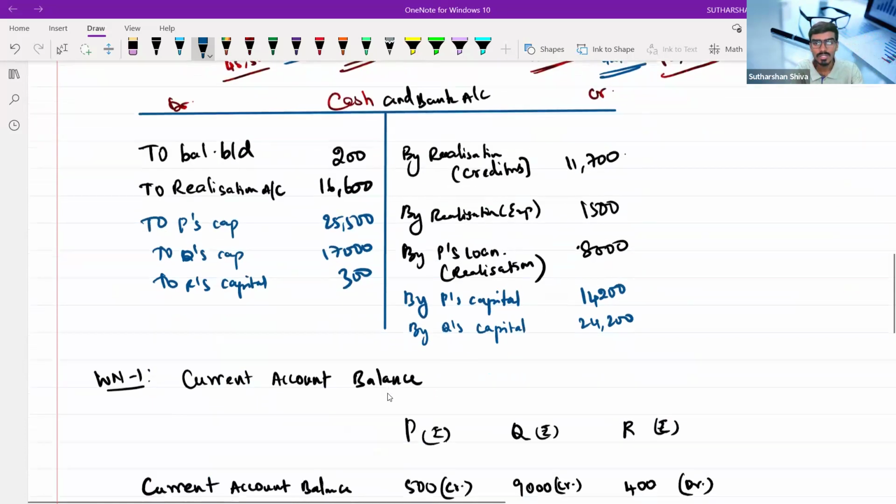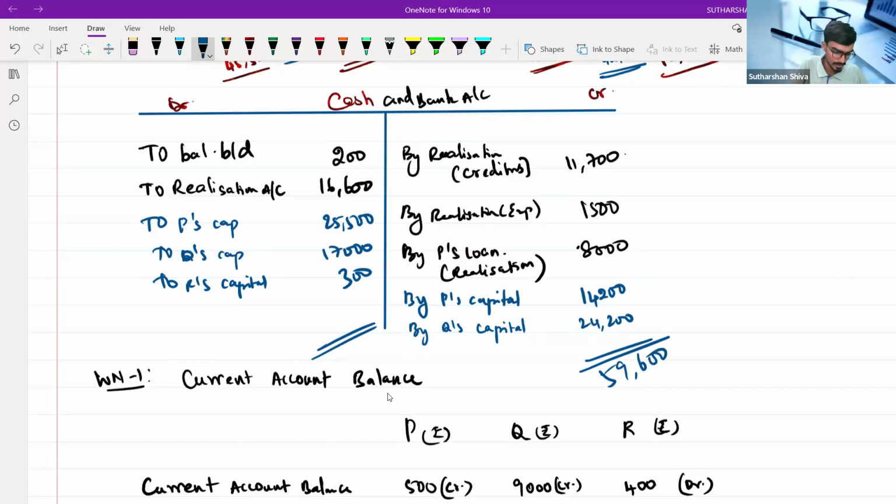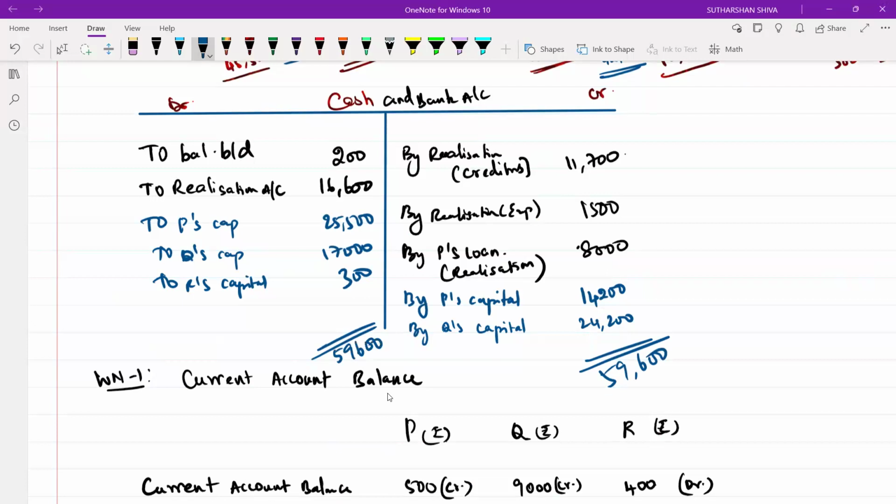Now try to check by closing the cash account. Calculate the value. Is it 59,600? Yes, sir, 59,600. On the debit side it is getting tallied. 59,600. 600.